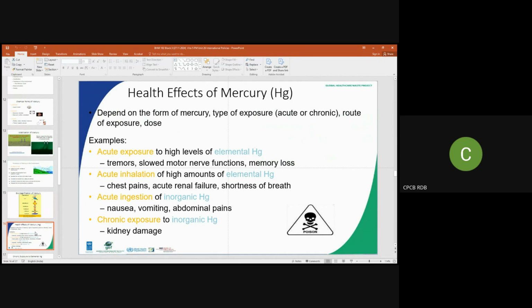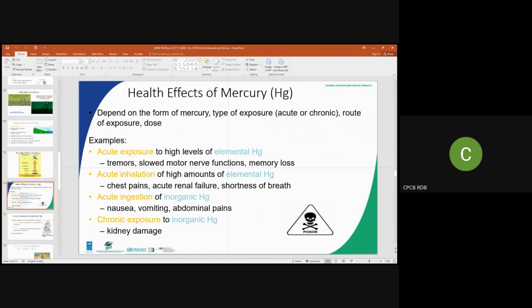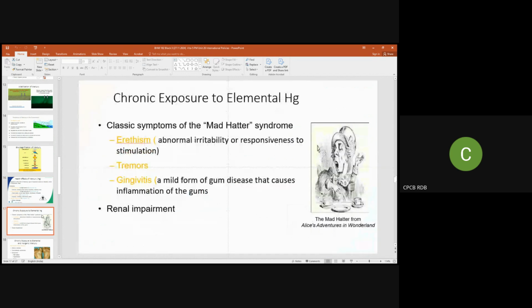It may cause tremors, slowed motor nerve functions, and memory loss. The acute inhalation of high amounts of elemental mercury causes chest pains, acute renal failure, and shortness of breath. Acute ingestion of inorganic mercury may cause nausea, vomiting, and abdominal pains. Chronic exposure to inorganic mercury may cause kidney damage. Therefore, these are the health effects of mercury that you can see, and chronic exposure causes further problems.